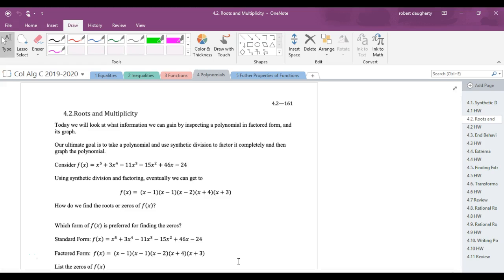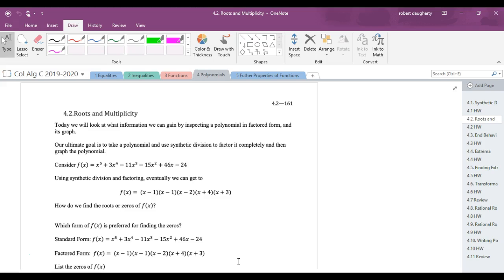Okay, guys, everybody's favorite X day is upon us. Last time we were together, we talked about synthetic division. That's a key skill for what we need to do in this unit with polynomials.